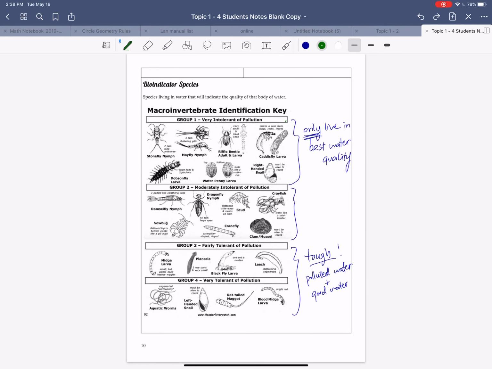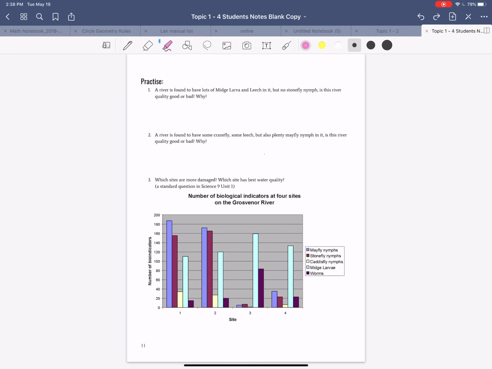We talked about bioindicator species. I'm just going to do a recap on this. These species only live in good environments. These ones can live in bad ones. They're tolerant, they're tough. And these are the mediocre ones. Okay. So let's do some exercises on this.